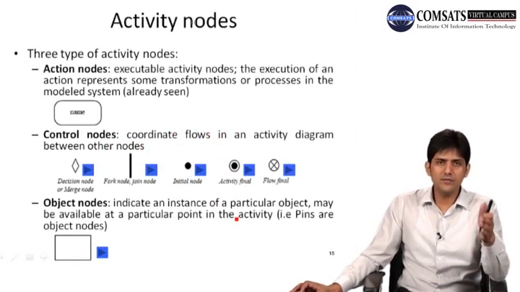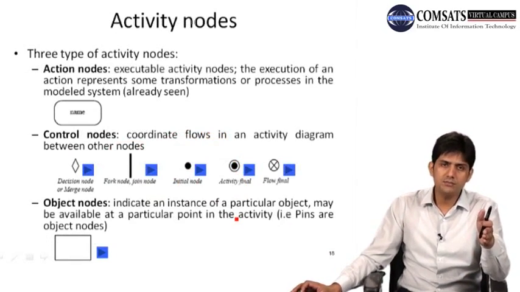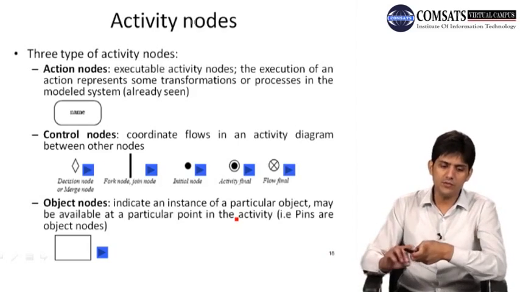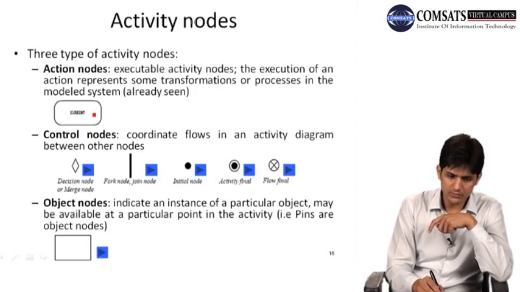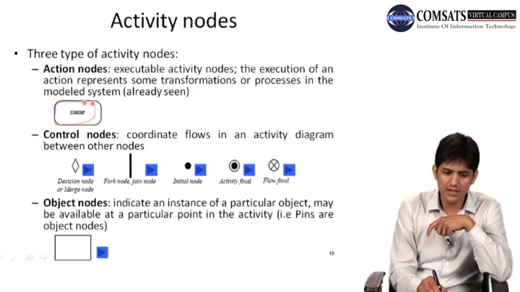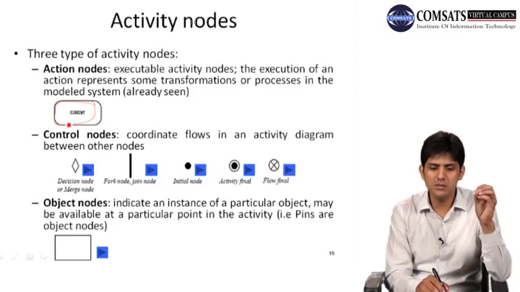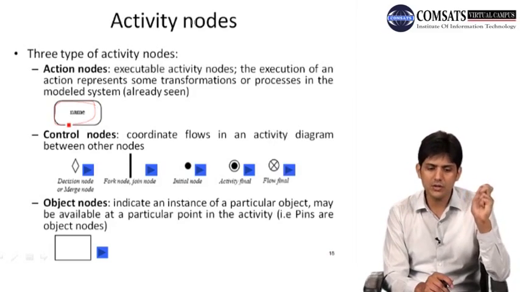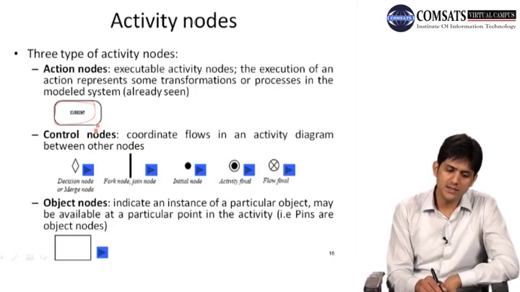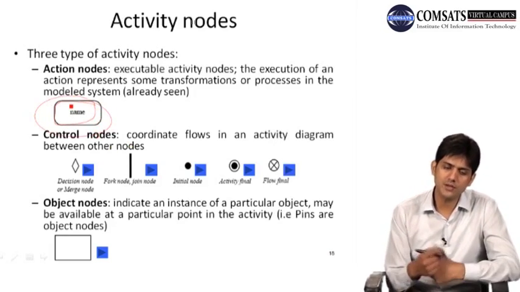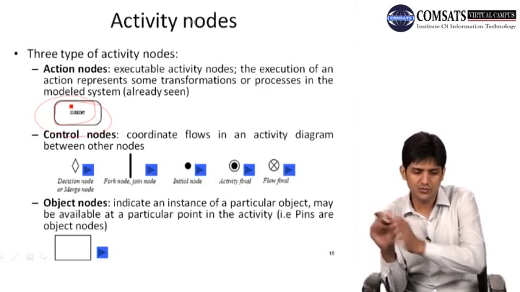There are 3 different kinds of nodes in an activity diagram. The first one we call action nodes, and we represent them by this rounded rectangle. What do we mean by action nodes? They are executable activity nodes. The execution of an action represents some transformation or process in the modeled system. Basically, these are the ones which process some input and then produce some output.